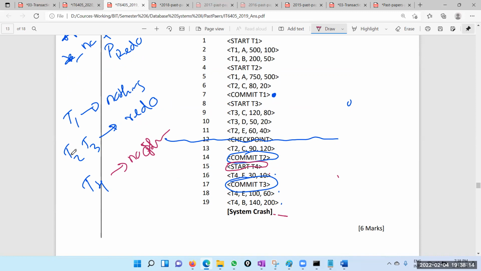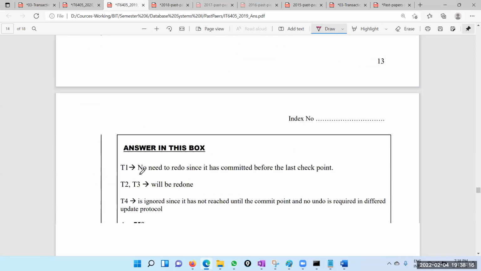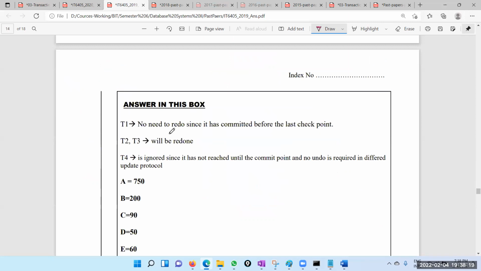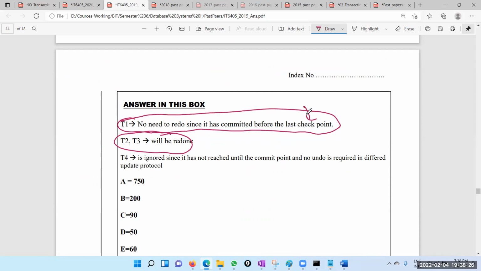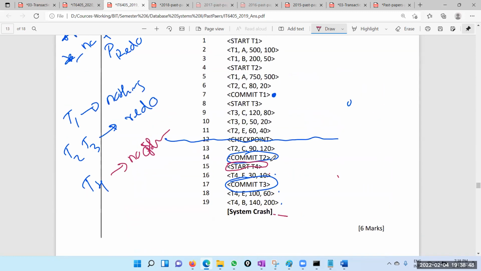So only we have to redo related to T2 and T3. Okay. So T2 and T3 will be redone. T1, no need to redo since it committed before the checkpoint, and at the checkpoint it was already flushed. T4 is ignored since it has not reached the commit point, and no undo is required in the deferred update protocol. In deferred update protocol, since we are not doing stealing, you don't have to do the undo. Okay, you don't have to do the undo.